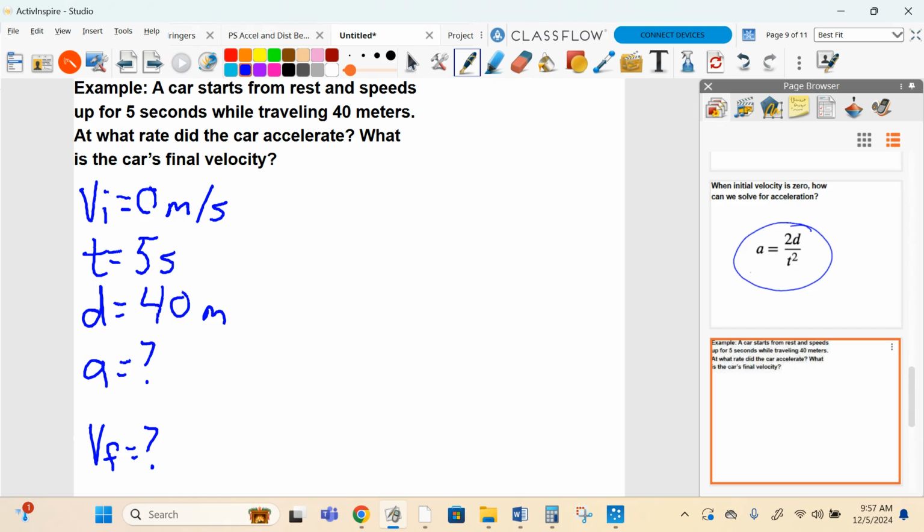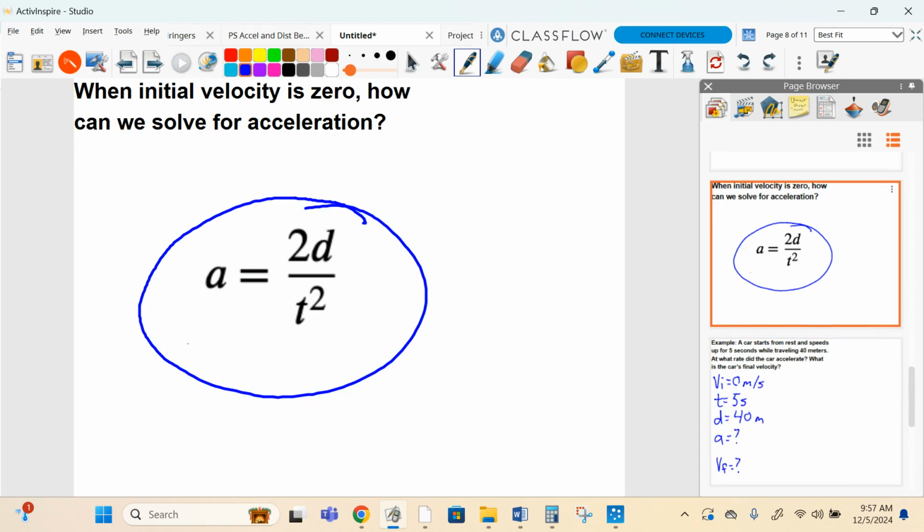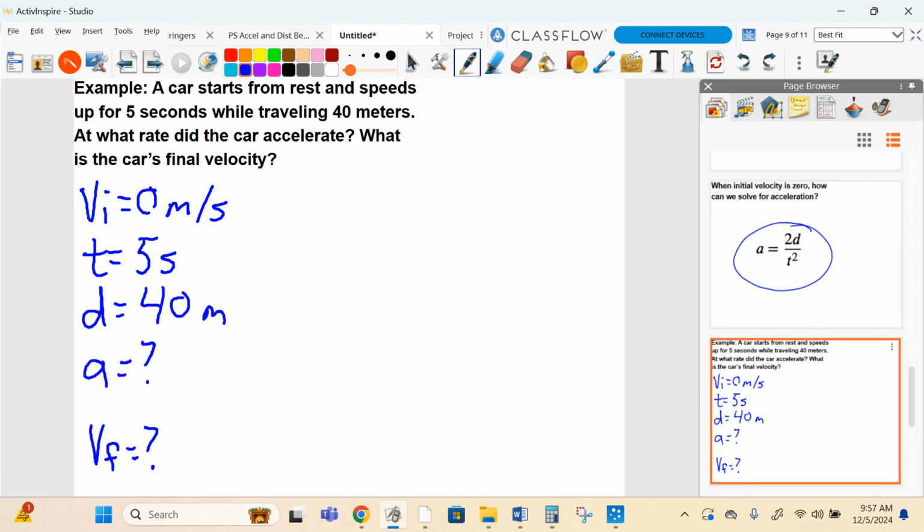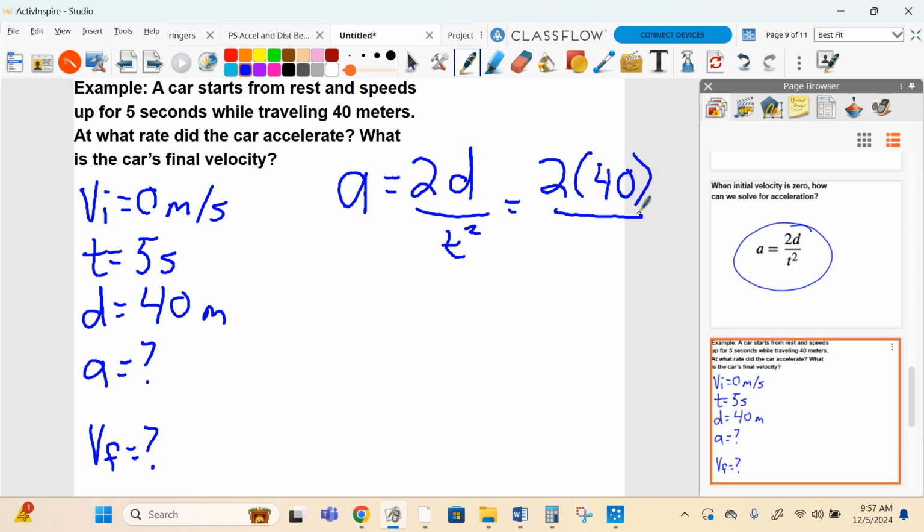Since I'm asked to solve for acceleration, this is the version of the equation I want to use, the one that has my variable all by itself on one side of the equation. I'm going to write it down, 2d divided by t squared, plugging in 2 times the distance of 40 divided by the time squared.